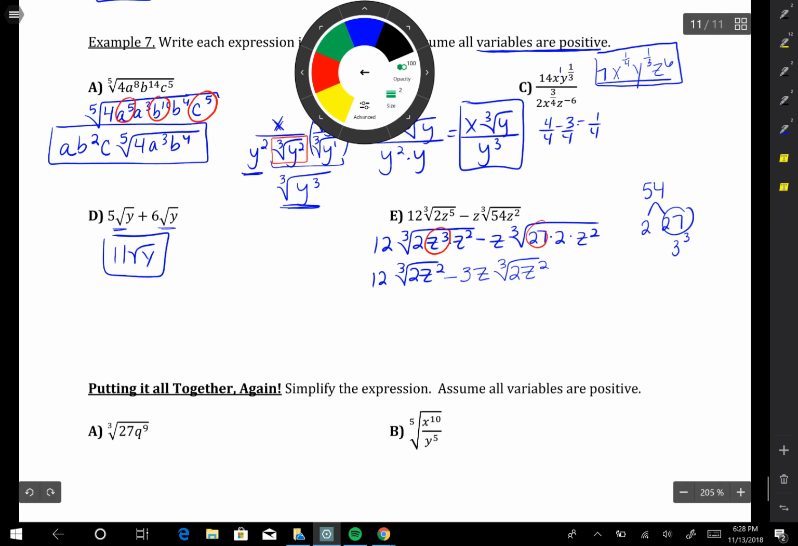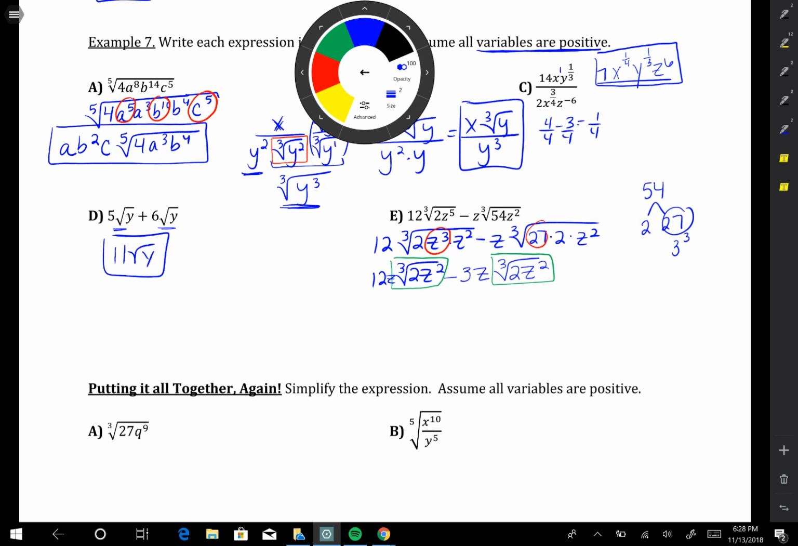Now, do you notice what I have left over under my radical is the same in both of these? So, oops, I lost my z over here somehow. Sorry about that. That was from the z cubed. Brought that out front. Excuse me. So now I have 12z times the cube root of 2z squared minus 3z times the cube root of 2z squared.